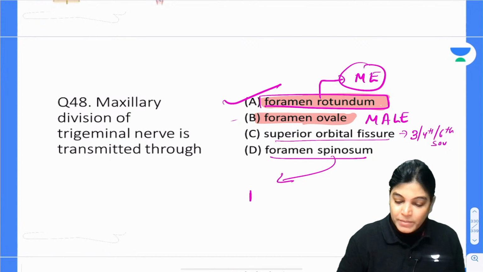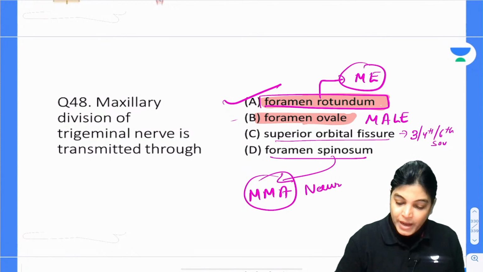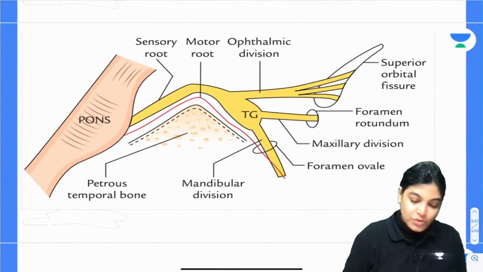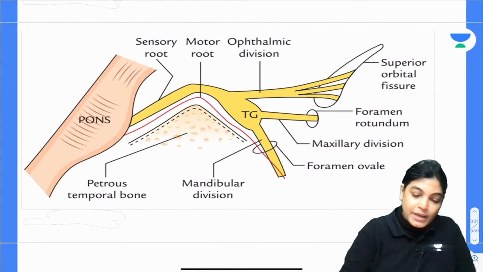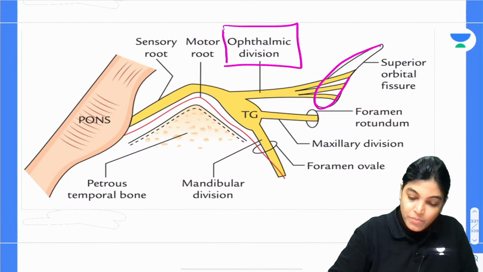Foramen spinosum से middle meningeal artery and nervus spinosum passes. Okay. So, see this diagram here, you can see actually we have got three divisions of trigeminal nerve. If we talk about ophthalmic division of trigeminal nerve, it is passing through superior orbital fissure.